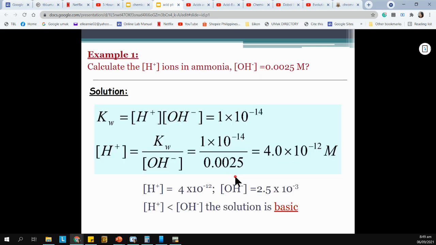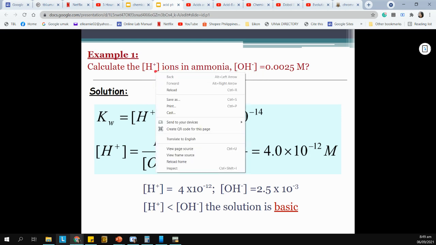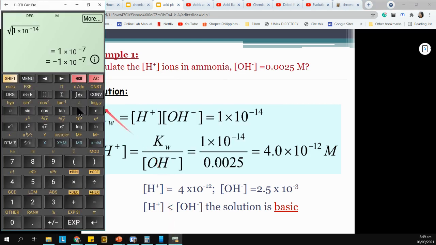Now, let's have an example calculation here. You have the concentration of hydrogen given, but you're asked to compute for the concentration of hydroxide. Or hydroxide is given, but you're asked to produce the concentration of hydrogen. So what you're going to do using your calculator, let's clear it first.